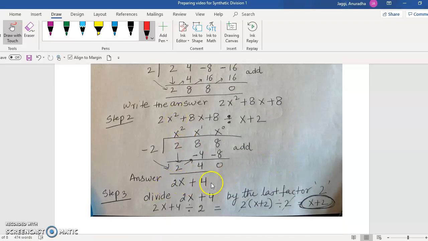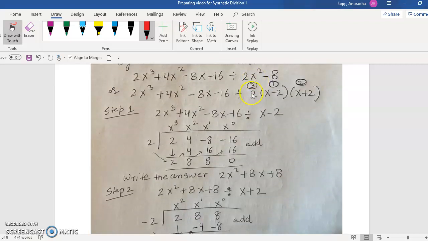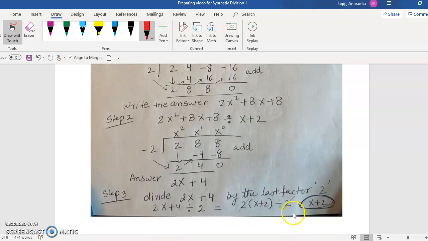The degree of my answer is 1 less than the dividend. So it was x squared. This is x. And then I got the final answer. I still had one factor 2 left, which I had not divided the dividend by earlier. Now I divided. So 2x plus 4, 2 divided by 2 is 1, and 4 divided by 2 is 2.